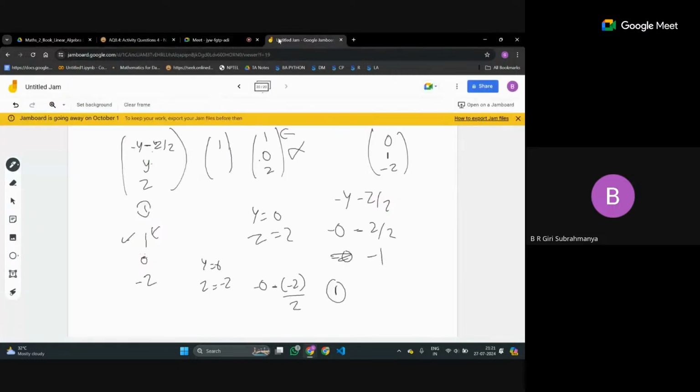Fine. So what is 0, 1, minus 2? Again, now y is 1, z is minus 2. So minus y minus z will be -1 minus of -2/2. This is going to be -1 minus into minus plus, so it is going to be +2/2, which is 1. So -1 plus 1 is 0. So this is also in the null space.